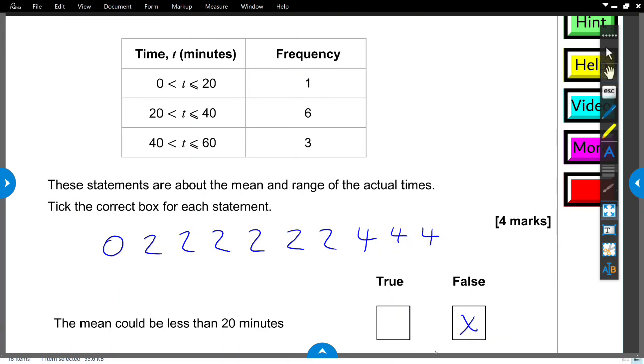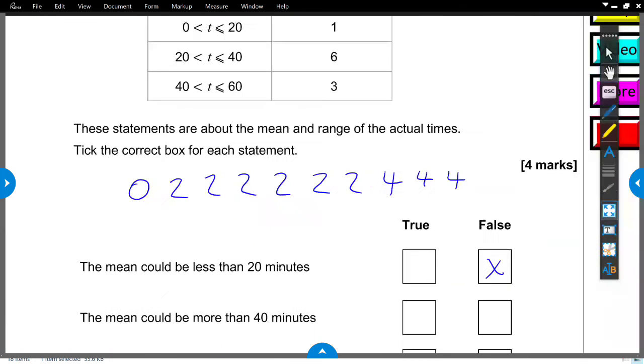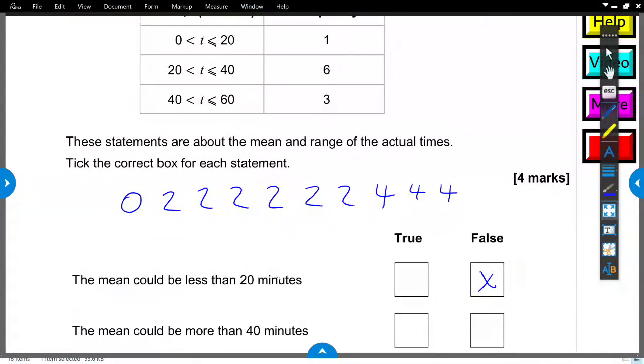We can use similar theory for the other ones. This time we want the mean to be as high as possible. So I'm going to set each of these as high as possible within their range. And again, I'm going to start with this middle category here.